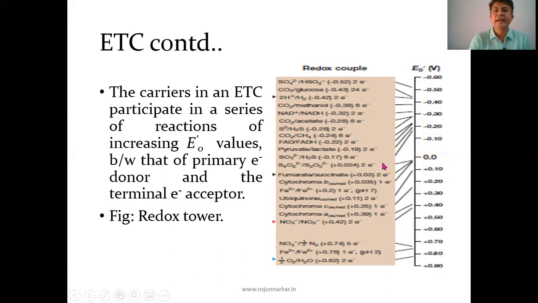So remember this thing, that the electron donor has a more negative reduction potential value compared to the electron acceptor. So electron acceptor has to have a more positive reduction potential value than the electron donor. Then and only then the electron can be accepted spontaneously. Or if the electron donor is having a more positive value than the electron acceptor, then energy has to be input for transporting the electron in a reverse direction. So that will consume more energy.